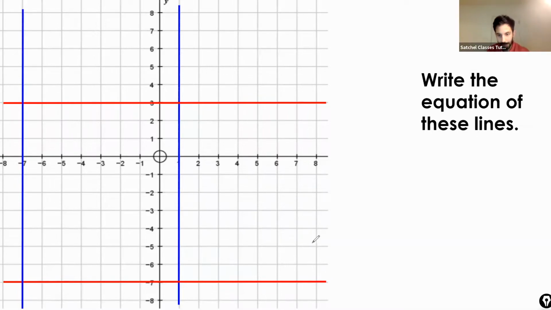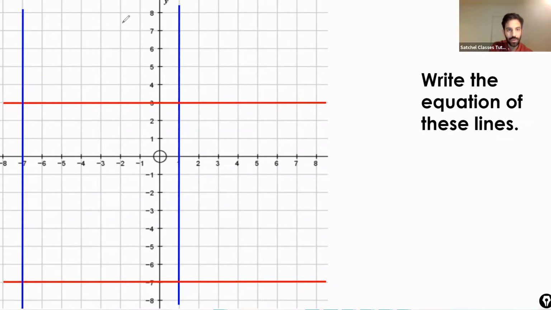So here, y equals minus 7. Over here, this is the line for x equals minus 7. Remember, at this point, x is minus 7. At any point on this line, x will always be minus 7.